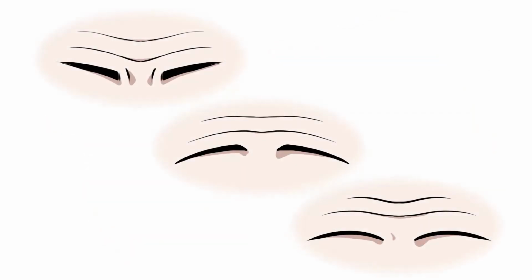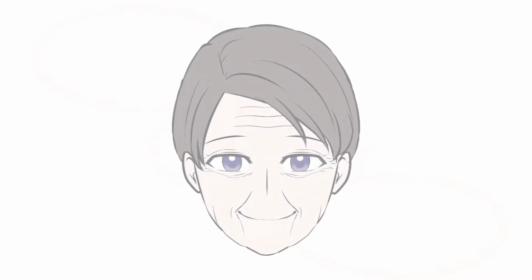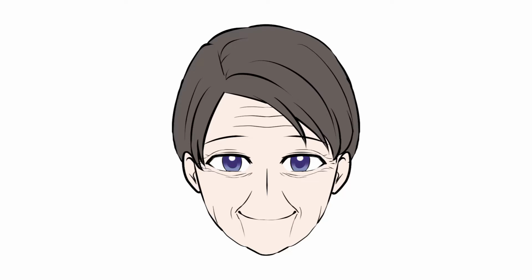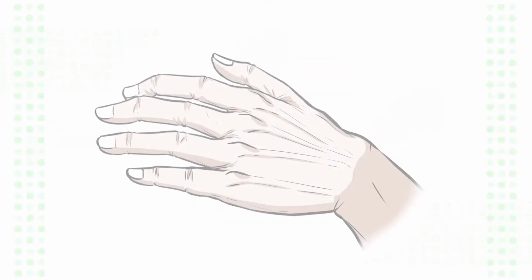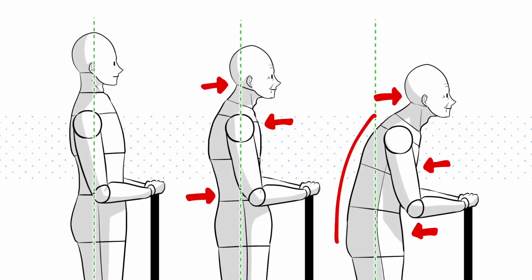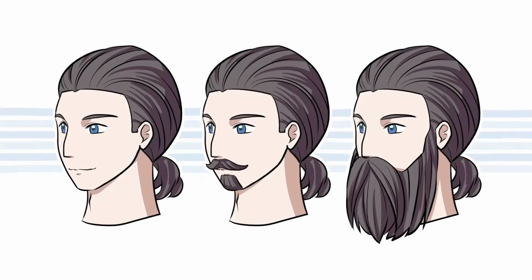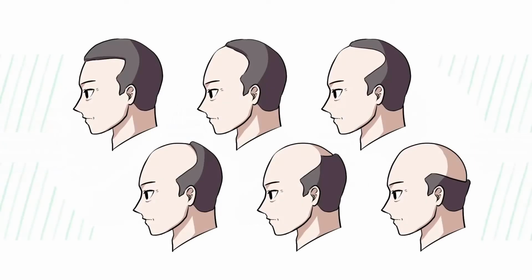The shape of the wrinkles on the forehead depends on the eyebrows' movements. Not only the face, the skin of other body parts wrinkle and sag too, like the upper arm and hands. Older people can also shrink and hunch because of lowered bone density. Facial hair can make a guy look older than he actually is, the more the older. Hair loss is also associated with aging, especially for men.